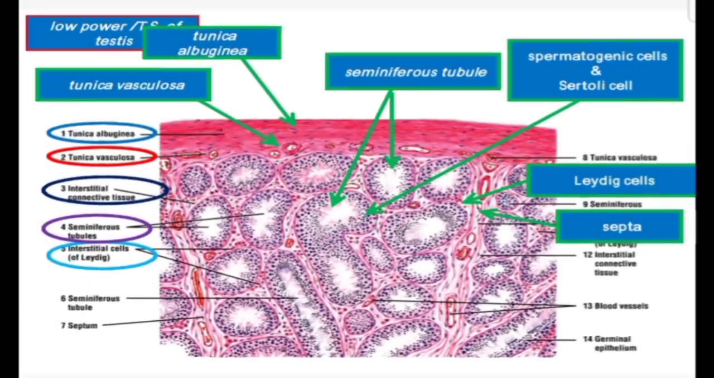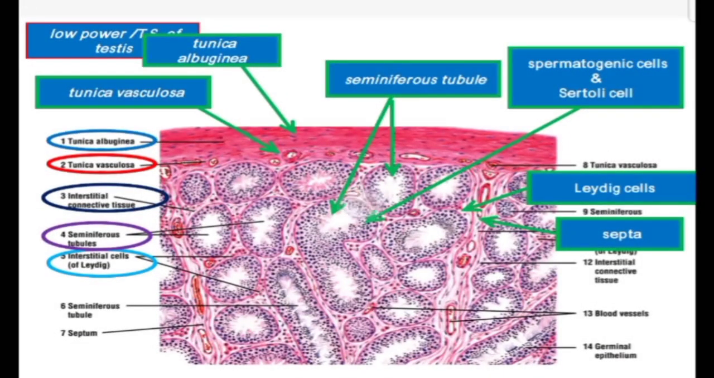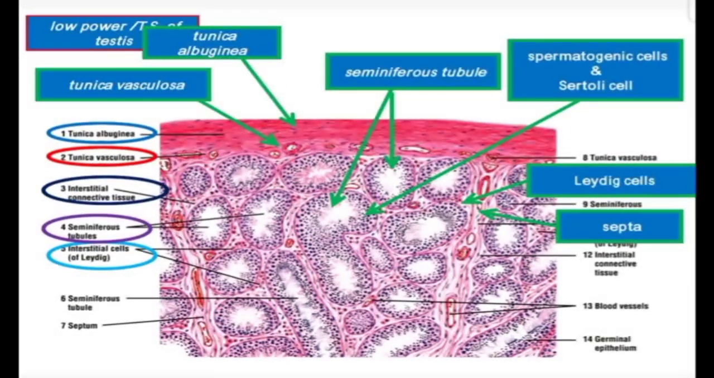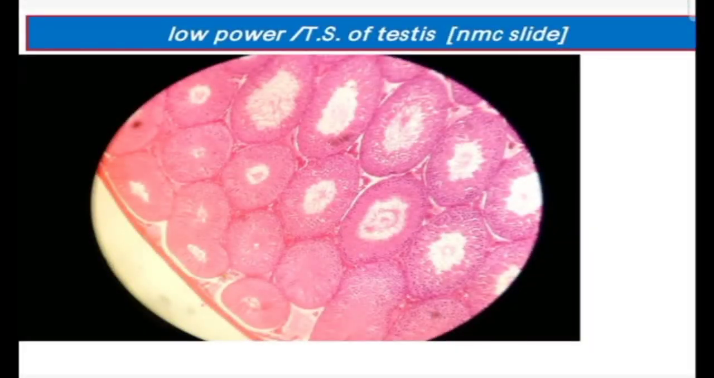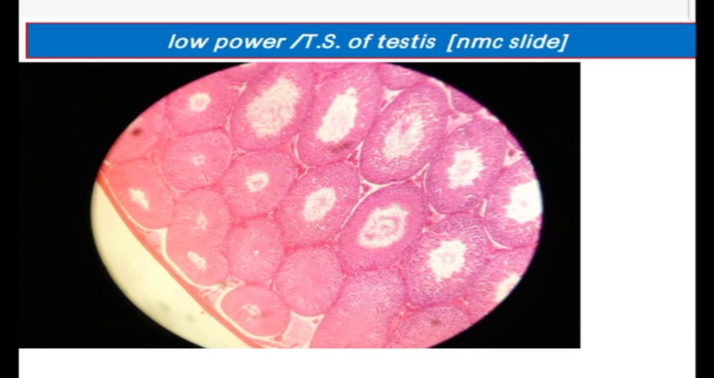Leydig cells, spermatogenic cells, and the Sertoli cells in the lumen of the seminiferous tubules in the form of stratified cuboidal epithelium. Another diagram, the transverse section under the low power microscope. You can see the seminiferous tubules. You can identify this slide as the slide of the testes.